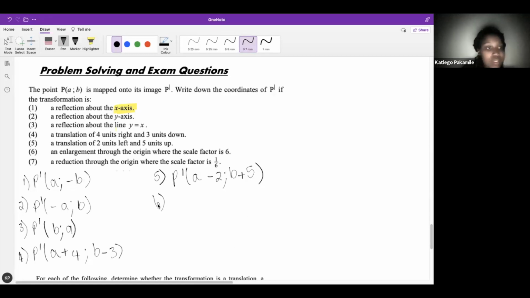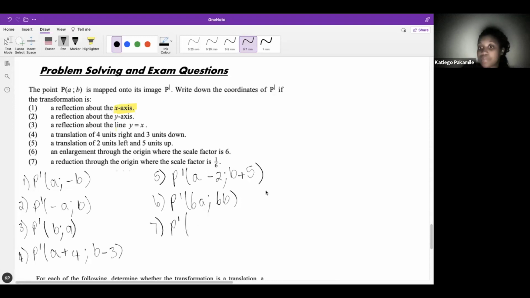Number 6 says enlargement, scale factor is 6. I saw someone already answered that up there somewhere. Let me scroll up and check. There we go. 6A, 6B. And the last one, reduction, scale factor is 1/6. See what I was talking about, guys? Reduction and the scale factor is 1/6.